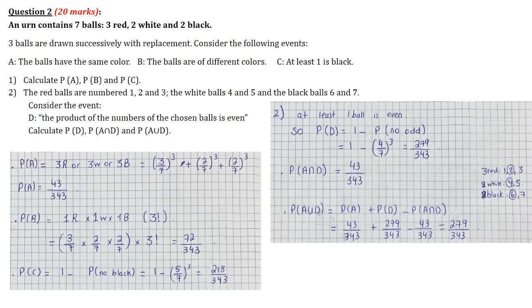Okay? What's the meaning of A intersection D? Means the balls have the same color and they are even. So 3 red, they already have 1 even. 3 white, we already have 1 even. And 3 black, we already have 1 even. So probability of A intersection D is 43 over 343. Now the union, we just apply the rule that probability of A union D equals probability of A plus probability of D minus probability of their intersection. So we get the union.